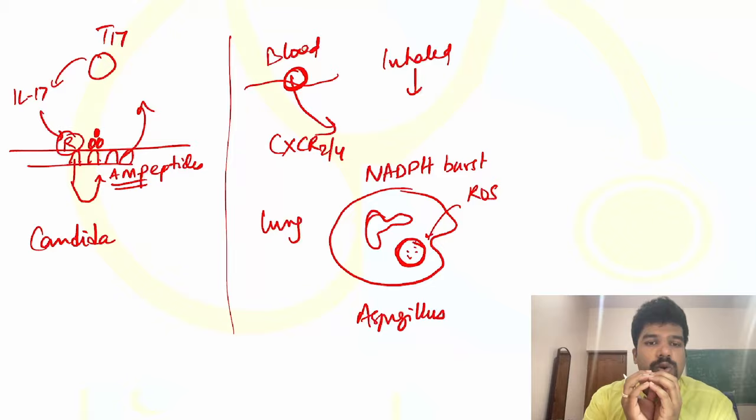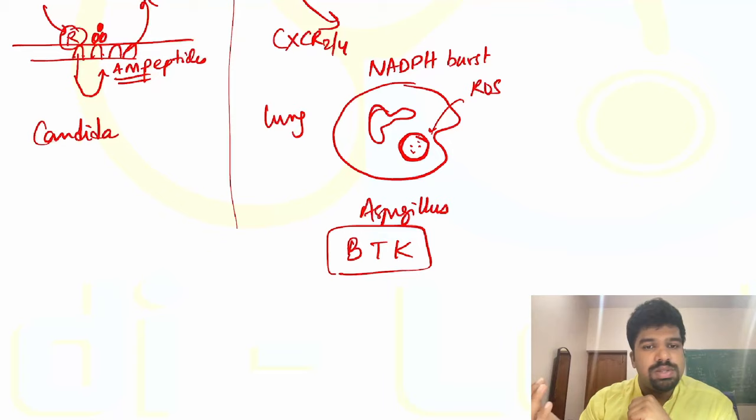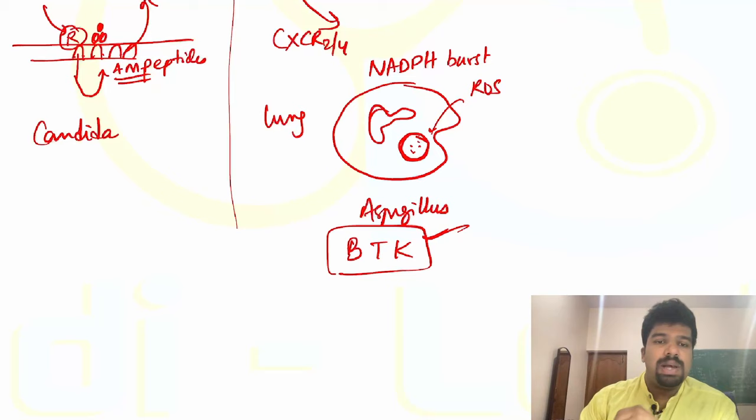One of the important enzymes that was mediating this entire killing is Bruton tyrosine kinase. Remember, we used Bruton tyrosine kinase inhibitors like ibrutinib, acalabrutinib in CLL, similarly in lymphomas. So that BTK or Bruton tyrosine kinase is used in this pathway to kill the Aspergillus conidium. Okay, this is the second mechanism.